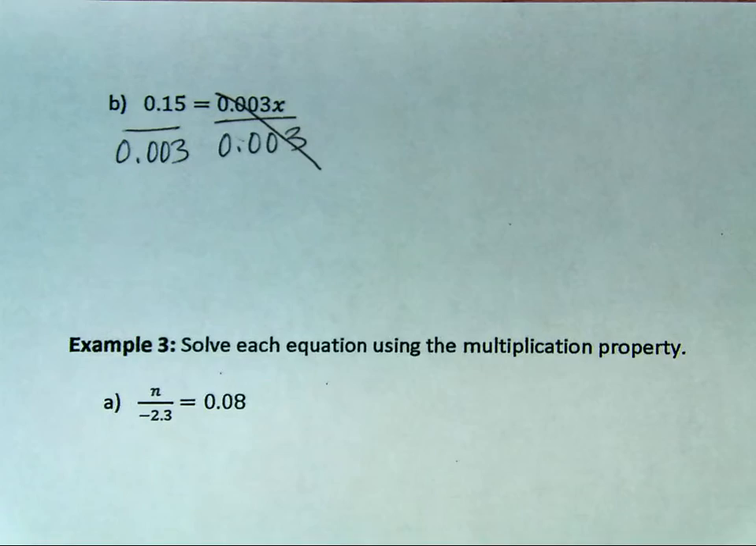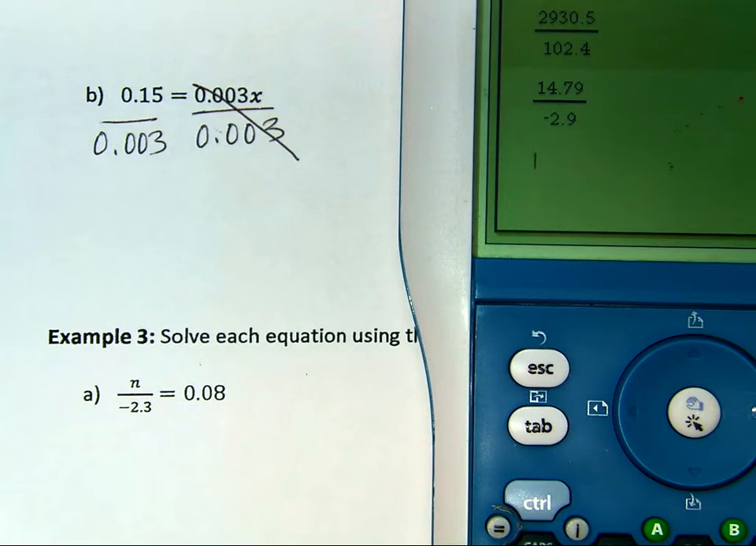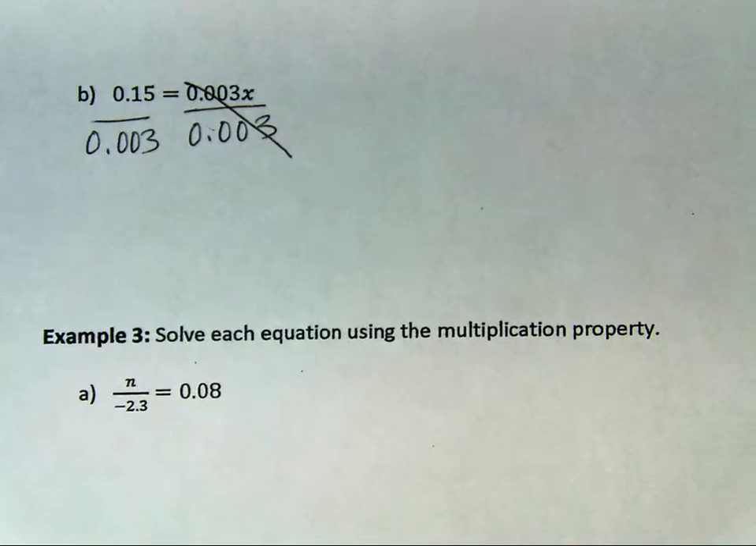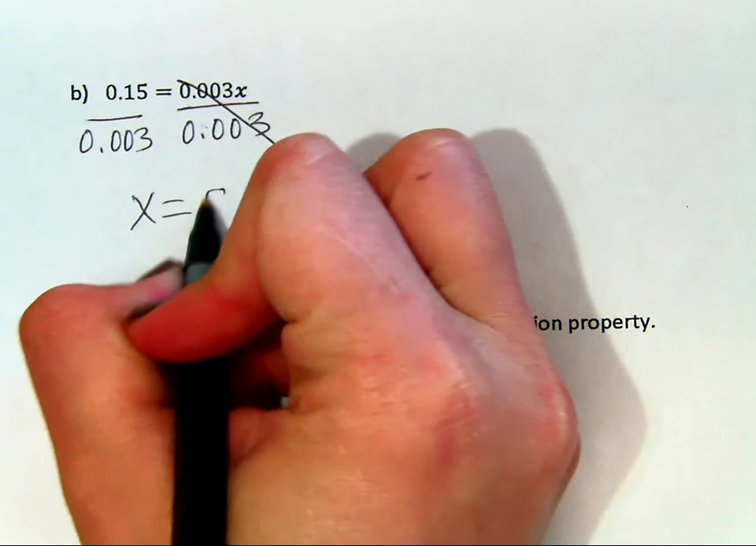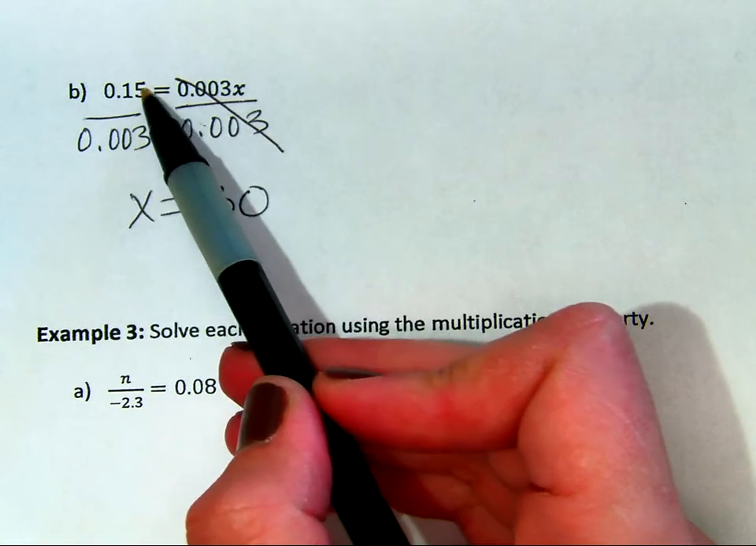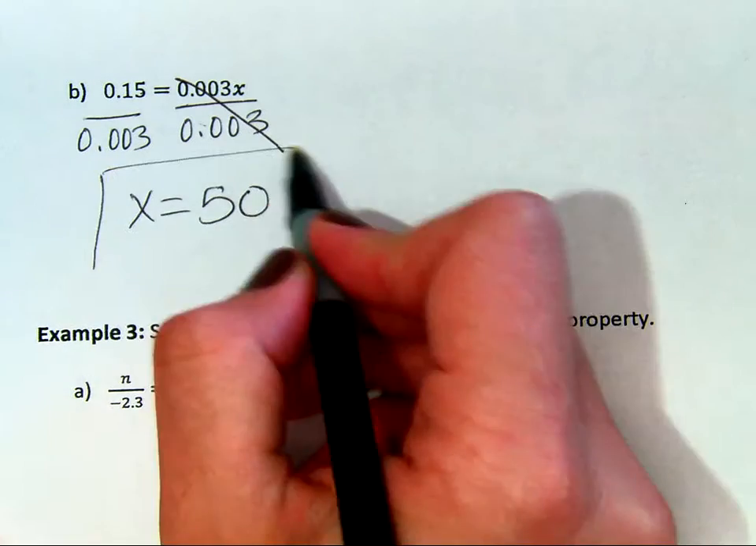So that's gone. Type this in on your calculator. I'm going to type 0.15 divided by 0.003, and I get 50. All right, so x is 50. That means 0.003, or 3 thousandths, fits inside 15 hundredths 50 times. And I'm done.